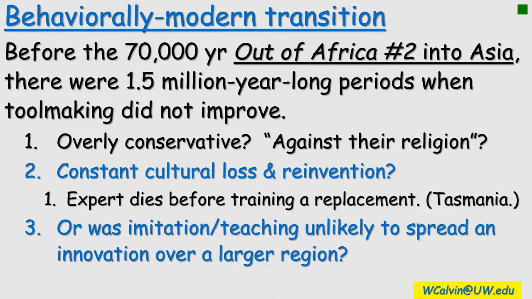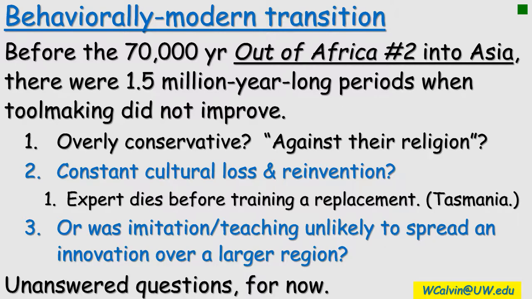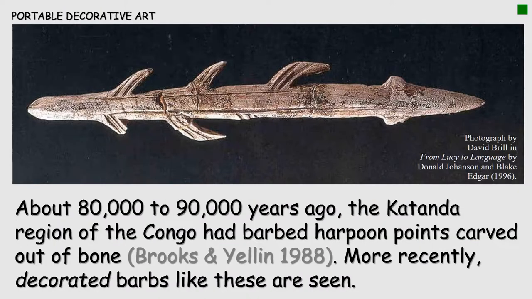But of course, number three here was imitation and teaching unlikely to spread an innovation over a larger region. One has to assume that all these advances occurred many times. They were invented many times. They were just lost many times until they spread over a wide enough area to escape some of the inevitable loss that you get with small numbers. At any rate, how this worked out, these are really unanswered questions for now.